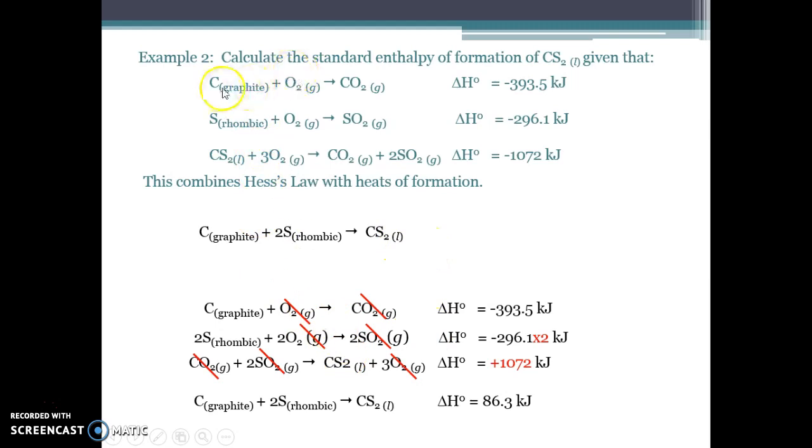So I'm going to take these equations. Carbon's on the reactant side, that's good. Sulfur's on the reactant side, that's good, but I need 2 of them. I only have 1 up here. I need 2 down here, so I'm going to multiply the whole thing by 2. And then CS2 needs to be on the product side, so I've got to flip this last equation, which means I'm going to change the sign of it. You go through and cancel out everything that is a spectator, so to speak. You wind up with the target equation, and therefore a value from adding all these up of 86.3 kilojoules. So we're combining both the heats of formation and Hess's law to figure this one out.